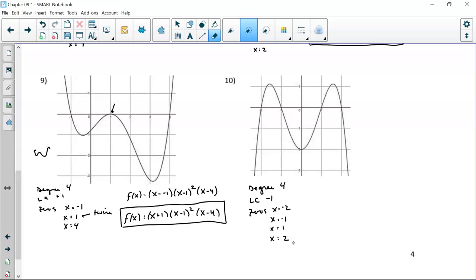None of them are being repeated. I don't see any bounces. So f of x equals x minus negative 2, x minus negative 1, x minus 1, and x minus 2. So it's going to be x plus 2, x plus 1, x minus 1, and x minus 2. And there's our polynomial in that factored form.